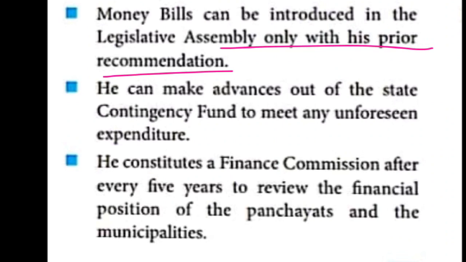The next, the governor can make advances out of the state contingency fund. What is meant by state contingency fund in the sense? A reserve of money set aside to cover possible unforeseen expenditure. What is meant by unforeseen expenditure? Unexpected expenditure. So that's the thing, children.